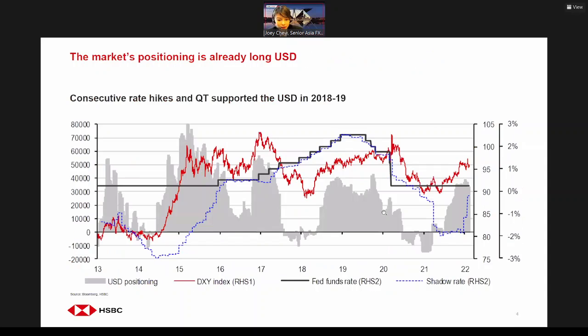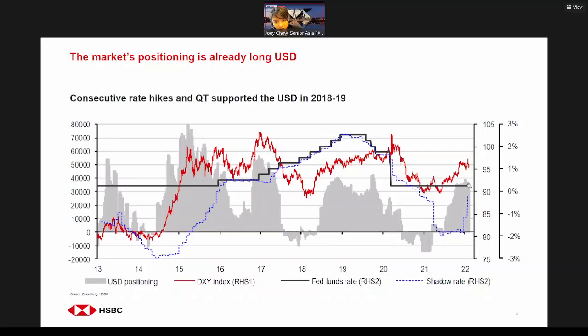It comes down to positioning. In this chart, the gray areas show the market's positioning on the dollar, whether speculators and asset managers are already holding long dollar positions. A lot of the increase in the dollar in the 2018 episode was because we started from no positioning in the dollar to a rapid ramp up of the positioning. And that corresponded, as you can see, with this red line, the dollar index itself, appreciating.